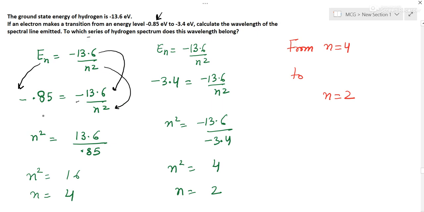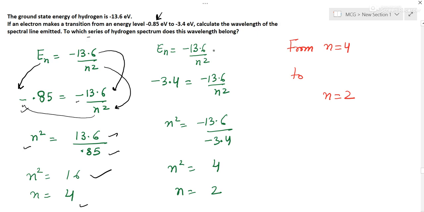Now minus and minus are cancelled. Now n square would come this side. This n square would go this side. So you can see I've written here, and the minus in minus 13.6 is gone. 13.6 upon this, when I divided, I got 16. So that means n is 4.